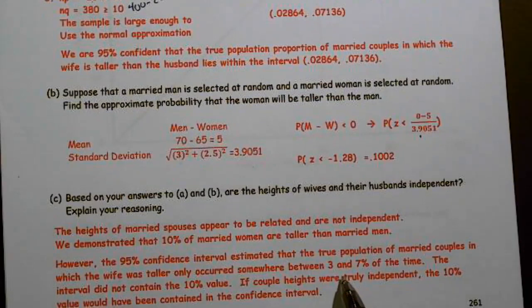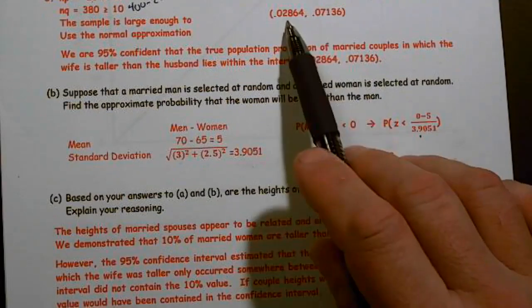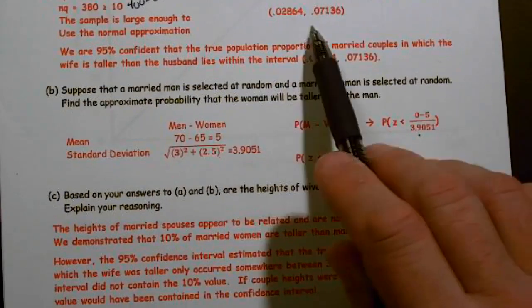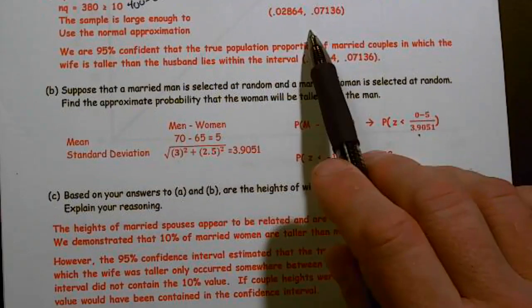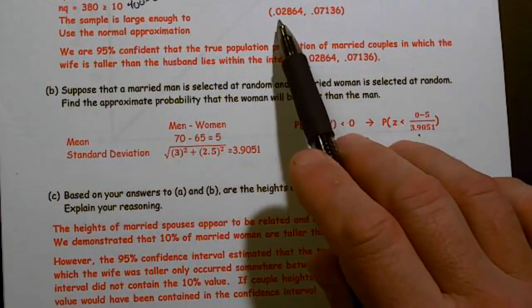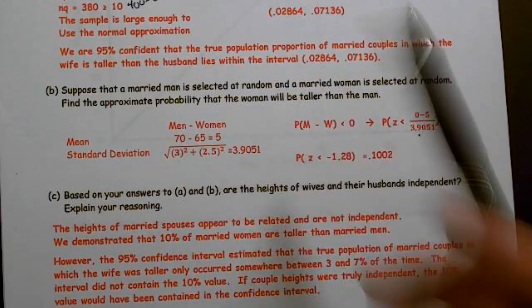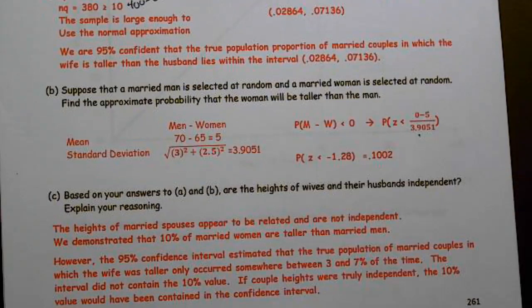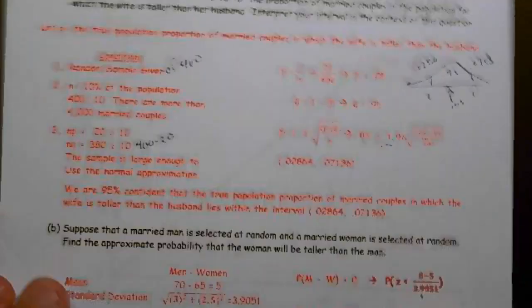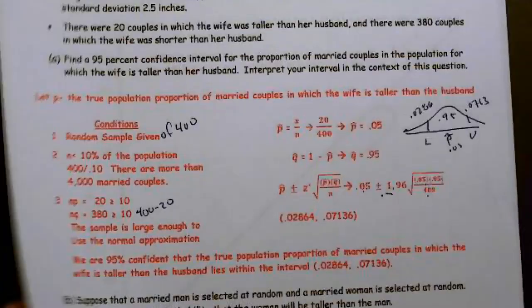Because there is a difference between the two, 10% is not considered a reasonable, plausible value to lie in here. If it lay in here, we would say, yeah, it might be independent. But since 10% is not contained in it, not independent. So if couple heights were truly independent, the 10% value would have been contained in that confidence interval. All right. Continuing on.